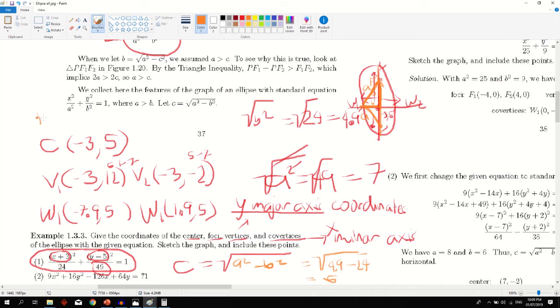So our focus will be 5 from the center. We have the center, then our movement will be along the y-axis. So negative 3 for focus 1, and focus 2 will also have negative 3. We add 5 plus 5, which is equal to 10, then 5 minus 5 is equal to 0. So that's how we get the foci.